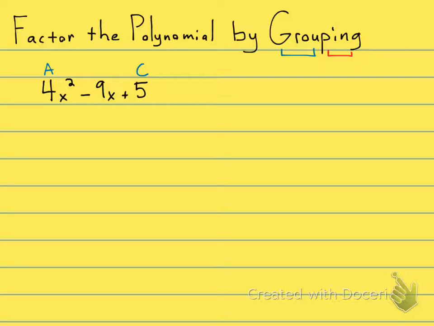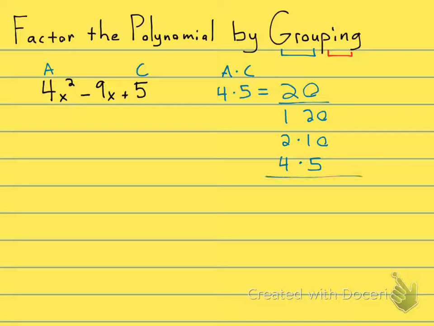I'm going to come over here. I'm going to do my A times C, which is 4 times 5, which equals 20. And now let's list all the possible factors of 20. 1 and 20, 2 and 10. Does 3 go into 20? No, try it in your calculator, it's not going to work. 4 and 5. My left column meets my right column, so I stop.